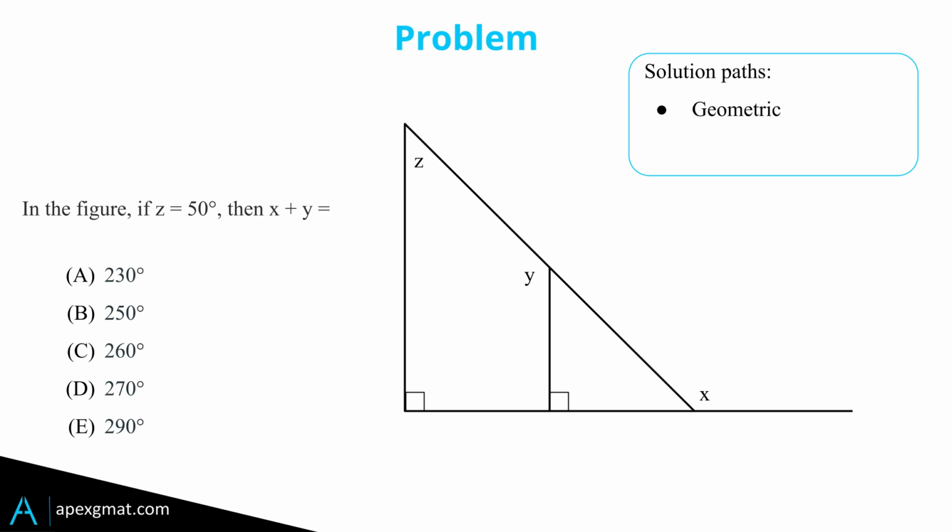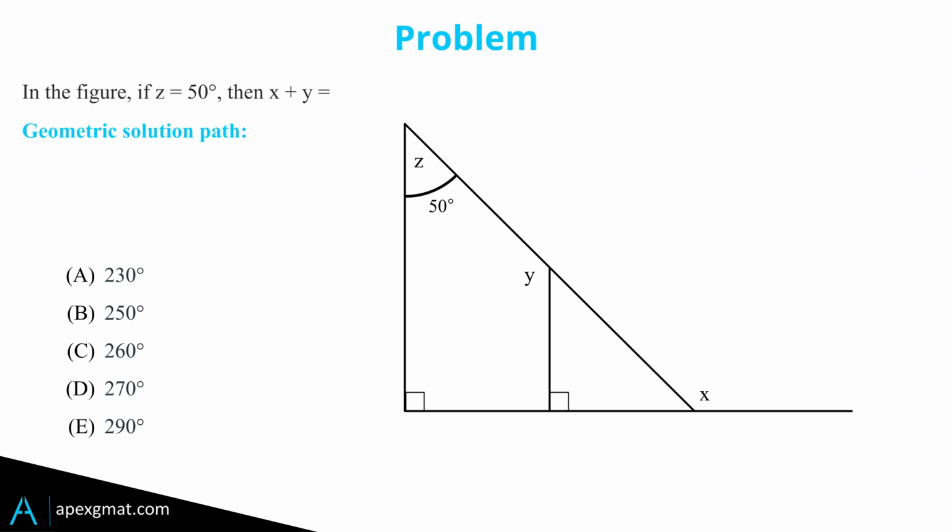But afterwards, we're going to see a super simple logical pathway utilizing a graphic scenario that makes the z equals 50 irrelevant. To begin with, we're being asked for the sum of x and y. And this will come into play on the logical side. We need the sum, not the individual amounts.